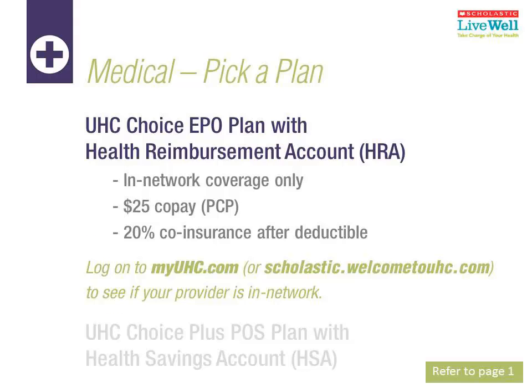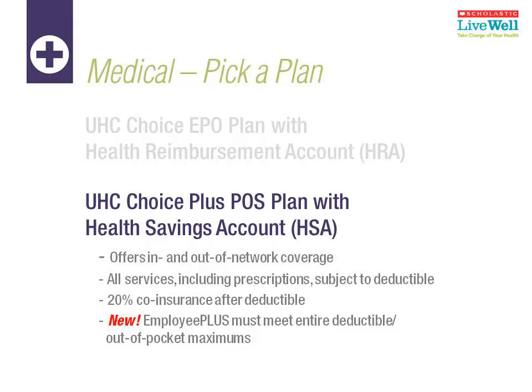The UHC Choice Plus POS plan gives you the flexibility of choosing doctors, specialists, and hospitals that are both in and out of network. In this plan, you must meet the deductible for all services, including the cost of prescription medication, before the plan will begin to pay coinsurance benefits. New for 2015, your prescriptions will also be subject to the deductible. However, once you satisfy the deductible, the plan pays 80% for additional claims and you pay the remaining 20%.